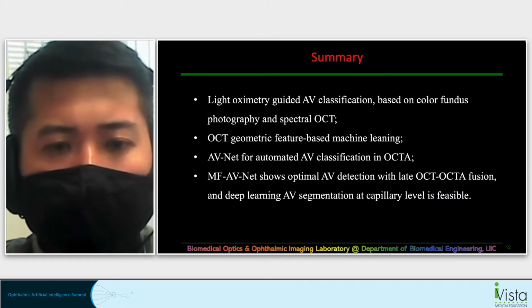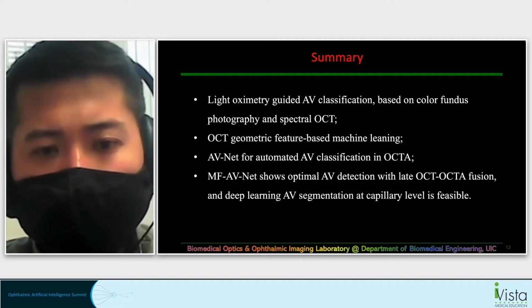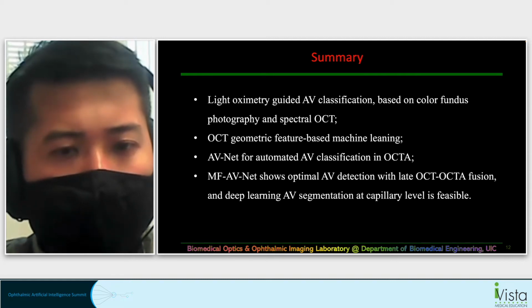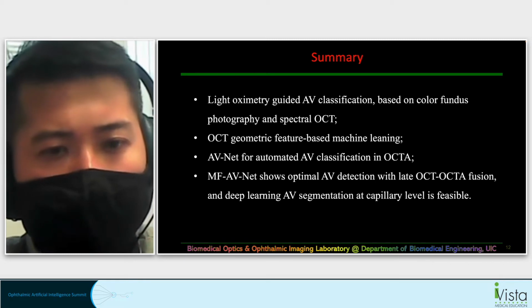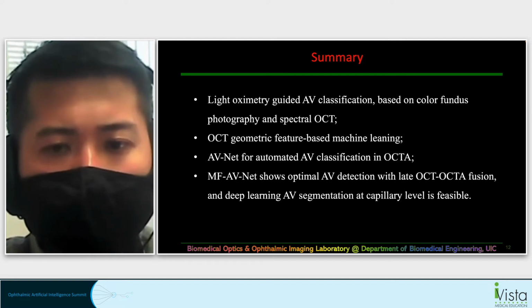In summary, we demonstrated light oximetry in color fundus and spectral OCT to guide AV classification, and we explored OCT geometric feature-based machine learning. We also developed deep learning for automated AV classification and showed the optimal AV detection using deep learning fusion strategies. And finally, we demonstrated that deep learning AV segmentation is feasible at the capillary level.